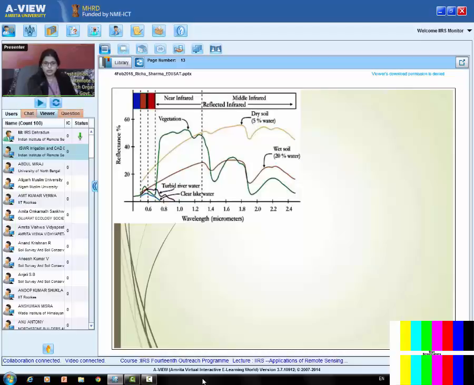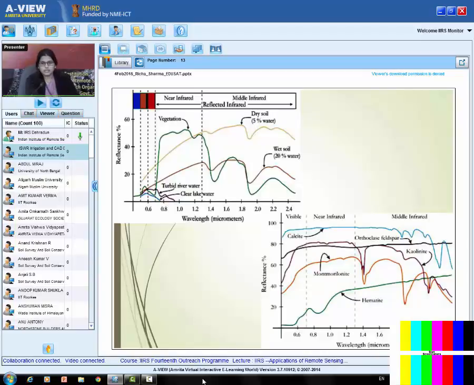Then there are the different spectra of the soil. For dry soil the reflectance will be high, and for wet soil the reflectance will be low. We can see over here the curve for soil containing 5% water and the one containing 20% water. The dip is more for 20% water, because at 1.9 the absorption dip is a typical dip of water. So when the water content is less, the dip we get at 1.4 and 1.9 is less, the depth is less, and it is more when the water content is more.